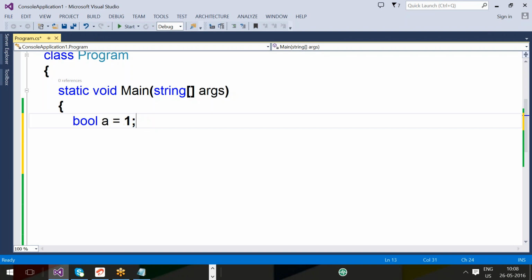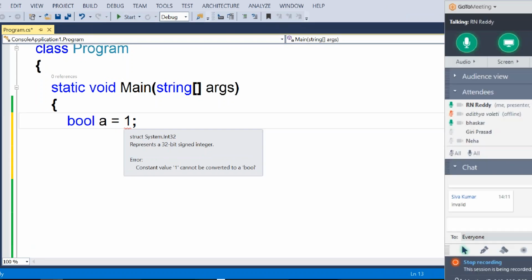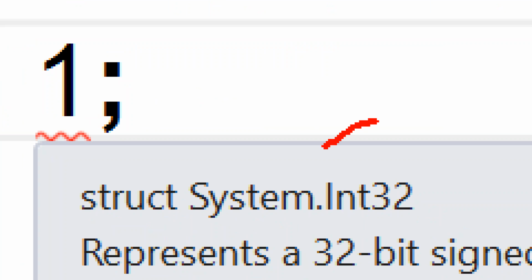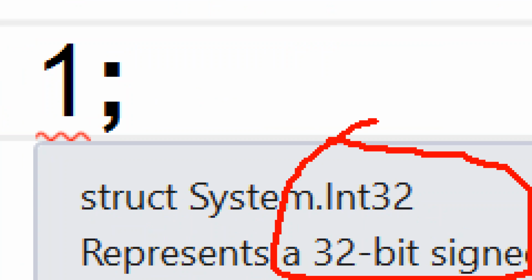Next, bool a equal to 1. Valid or invalid? Invalid. Why is it invalid? Because 1 is an integer, a numerical one, not a binary one. A bool cannot contain numerical data.